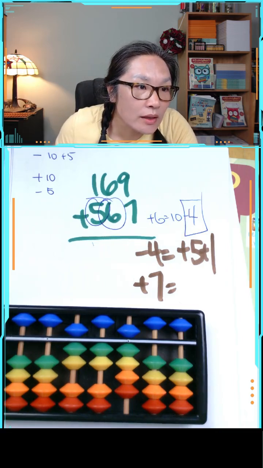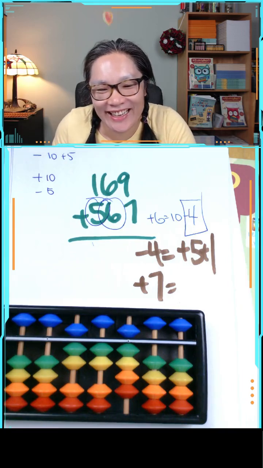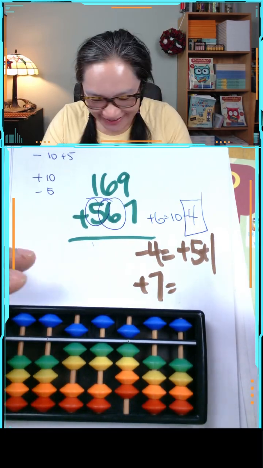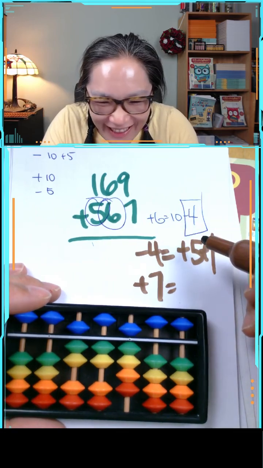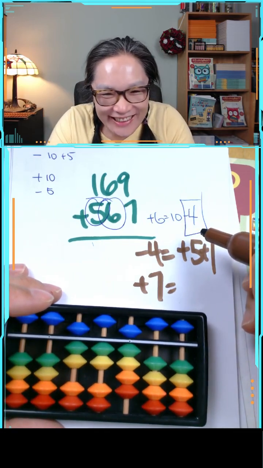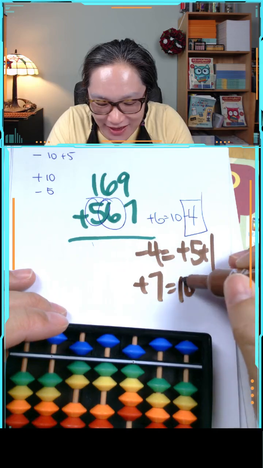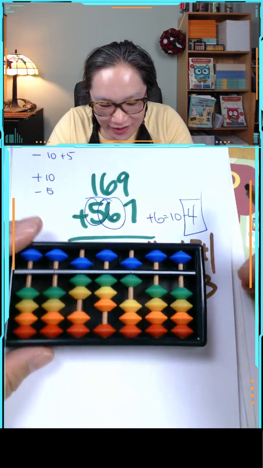Hold on. I'm thinking, I'm thinking. It's not happening, Tim. No, it's plus the 10 minus the 3. So we plus the 10 minus the 3. So what's my final answer?